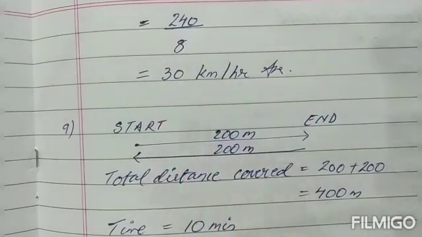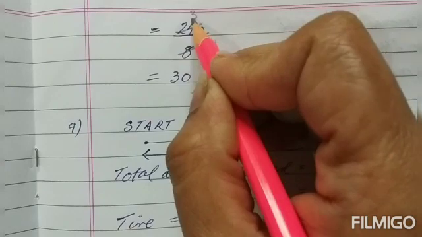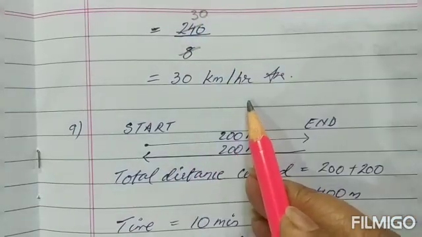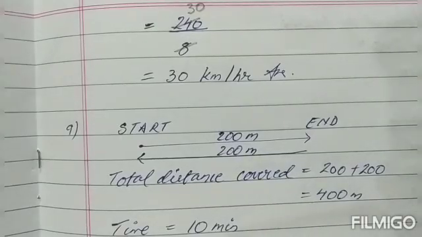Right? Now reduce it, children. 8 3s are 24 and 0. So 30 km per hour is the speed with which Joseph is covering the same distance. So this is how you do question number 8.